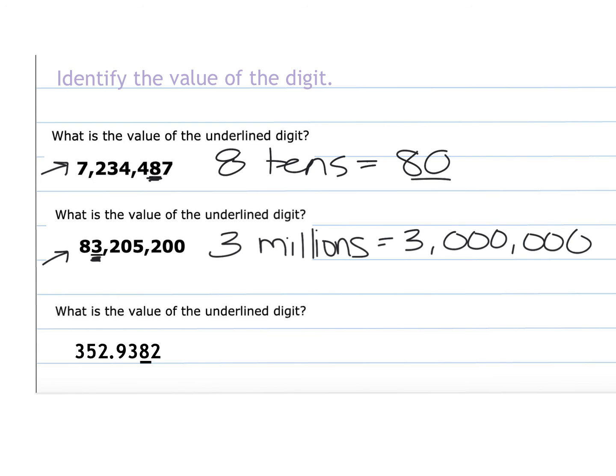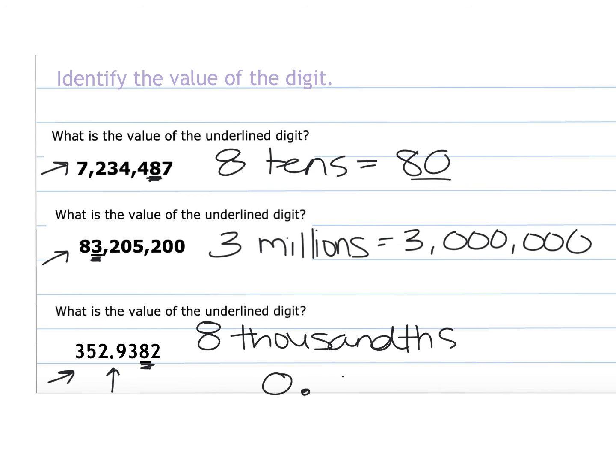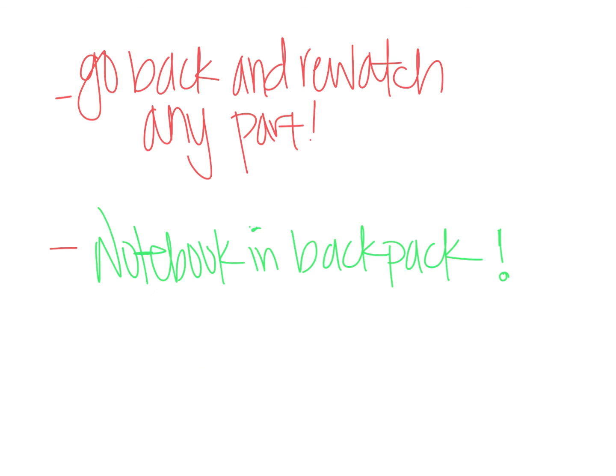And then we have 352 and, because that decimal point tells me I say and, then 9,382 10,000ths. I say 10,000ths because 2 is in the 10,000ths place. But the 8 is underlined, which is in the thousandths. So we have 8 thousandths, which would then be written as 8 thousandths, just like that. All right, so that sums up place value.